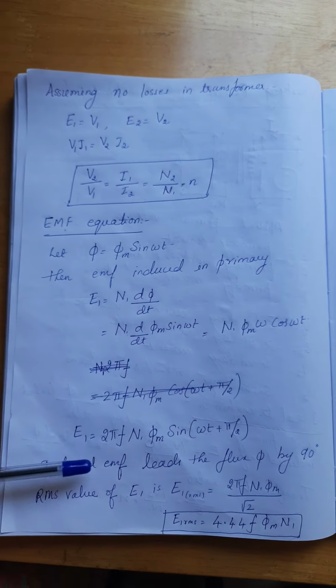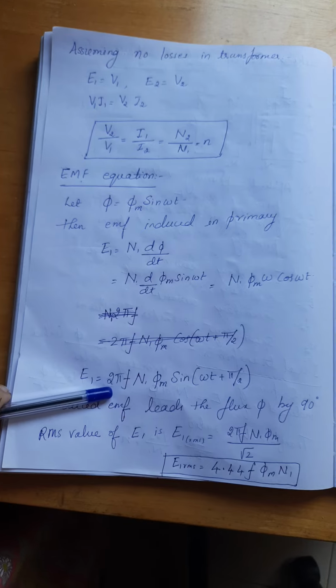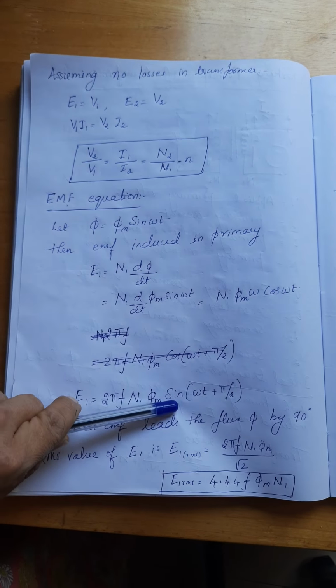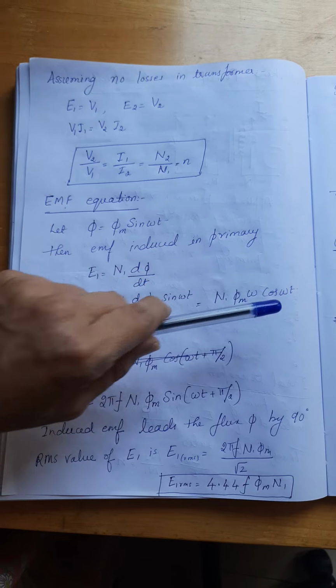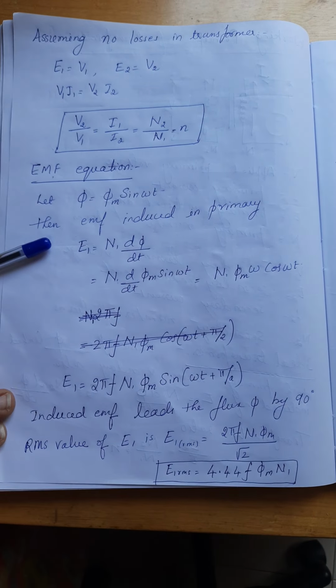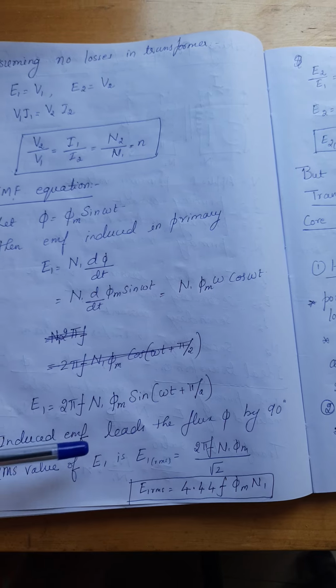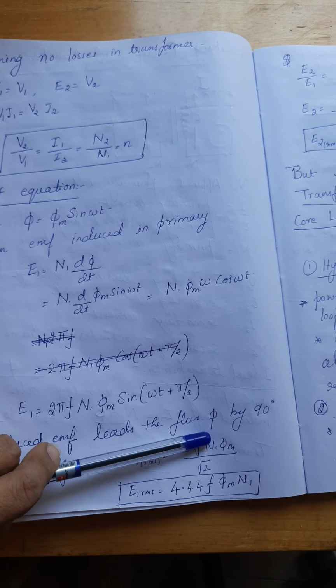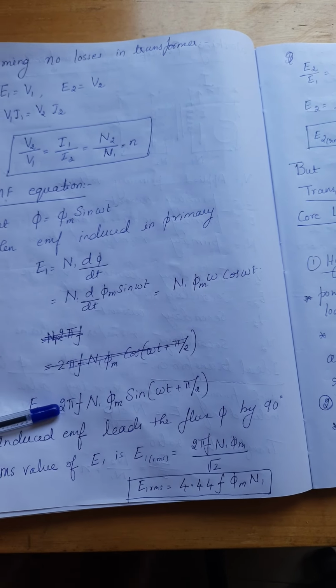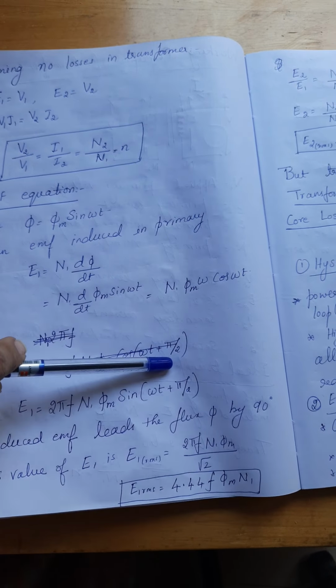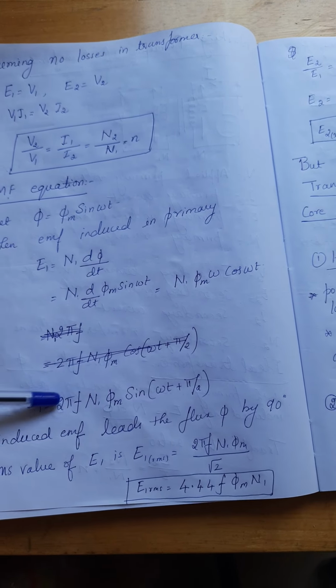Now write omega is 2 pi f. So you will get E1 is 2 pi f N1 phi m sin (omega t plus pi by 2), because cos omega t is sin (omega t plus pi by 2). Now the induced EMF leads the flux by 90 degrees from this equation. Now this equation is of the form Vm sin omega t. So this is the maximum value.